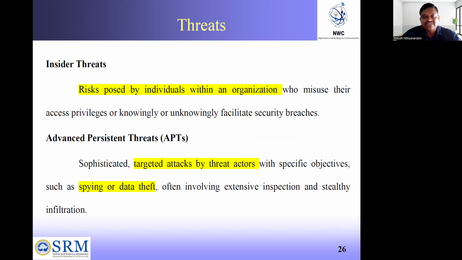Next one is advanced persistent threats. We call them APTs. APTs are sophisticated targeted attacks by threat actors with specific objectives such as spying or data theft. These attacks often involve extensive reconnaissance and steady infiltration over a long period. As an example, a nation state conducts a prolonged espionage campaign against a government agency.